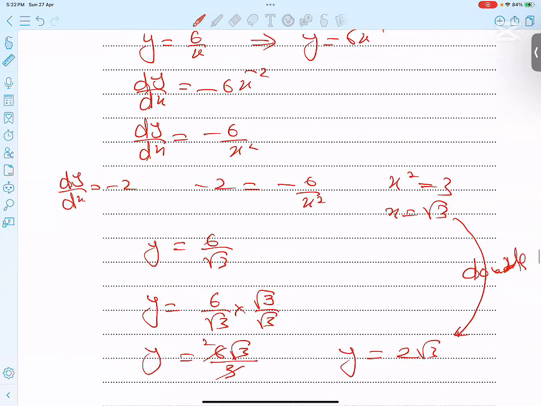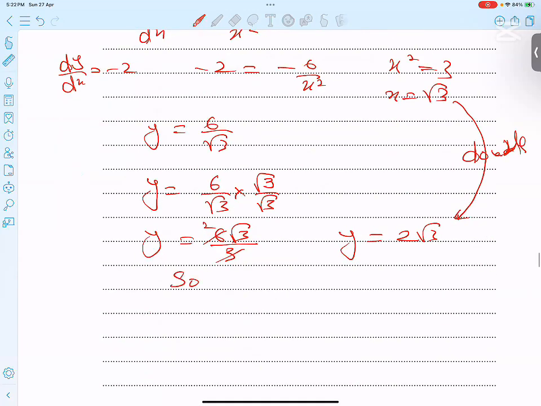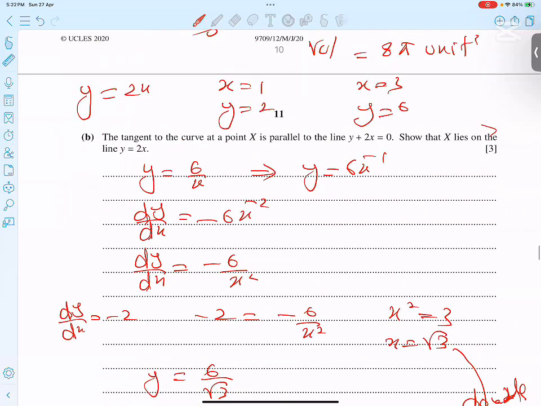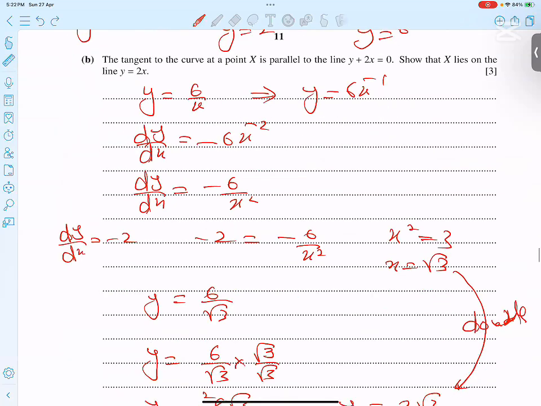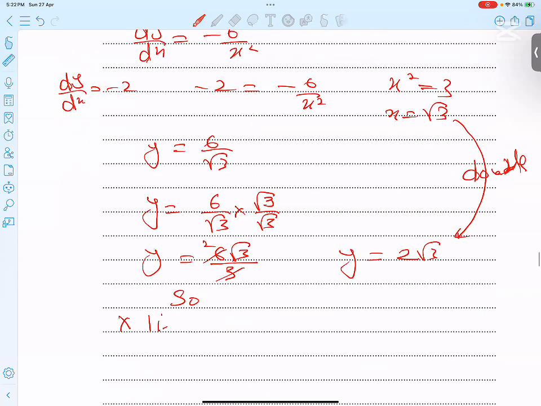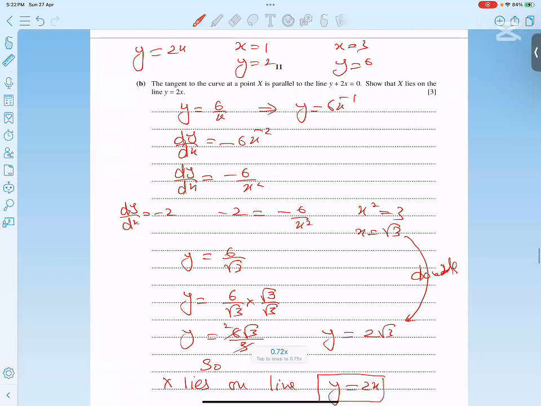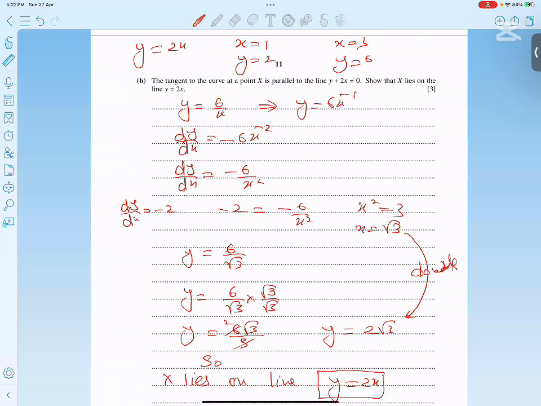So it means we can say this statement. What statement was he asking? Show x lies on the line. So x lies on the line y equals 2x. Alhamdulillahi rabbil alameen. I think you got the point. This was a little bit of a tough idea, but I hope you got the idea.